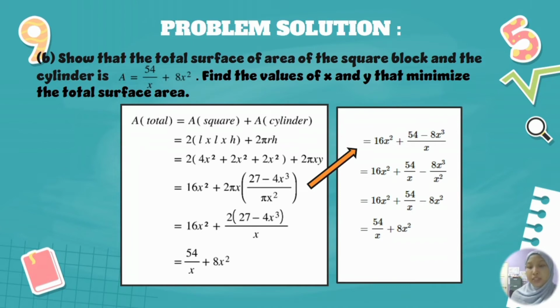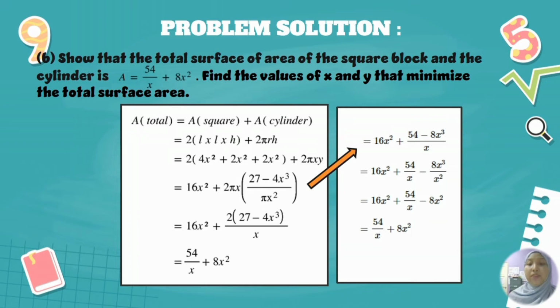So firstly, we have to state the formula of the area of the square block and the formula of the area of the cylinder. Next, we have 2 times length times h plus 2 pi rh, where r is radius and h is referring to height. So we just substitute the value of length and height according to the question. So 2 times 2 4x squared plus 2x squared plus 2x squared plus 2 pi xy. Next, 16x squared plus 2 pi xy.